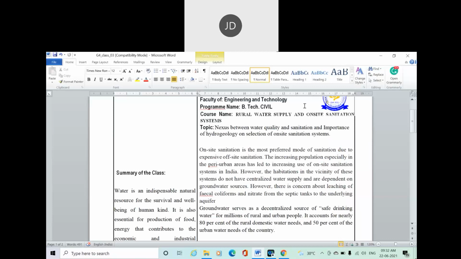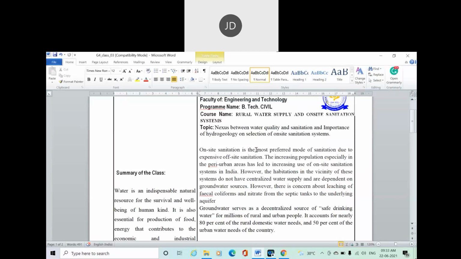So yeah, we are going to discuss the nexus between water quality and sanitation. That means the relation between water quality and the sanitation approach, and the importance of the hydrological cycle, or hydrology, in selecting an on-site sanitation system. Basically, the importance of hydrology is related to groundwater.